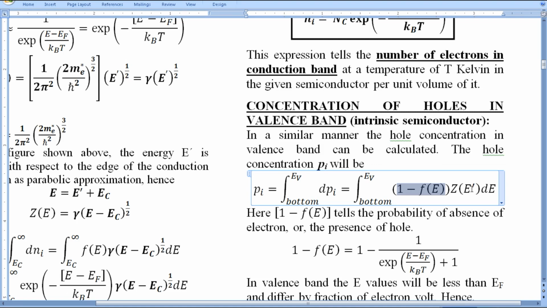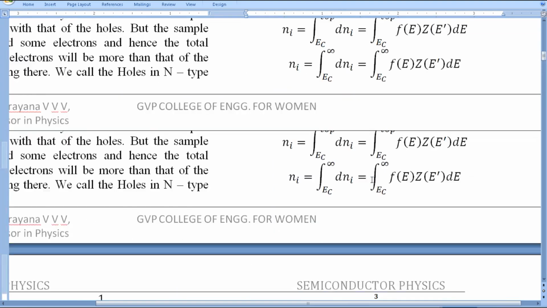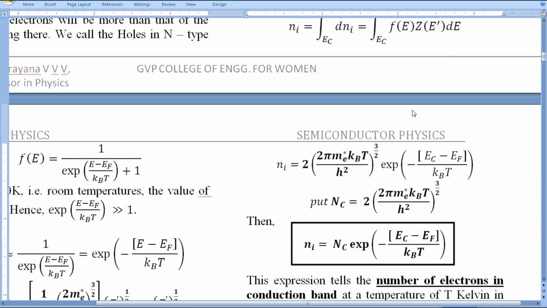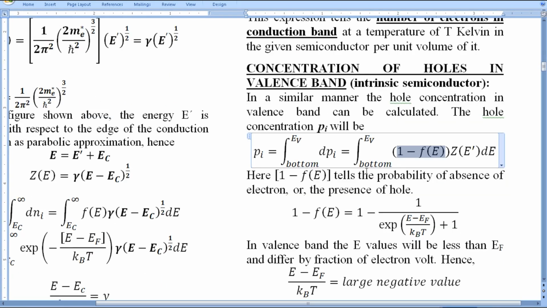So when you integrate this, the difference between the earlier case and this one is that earlier the conduction band was extending from EC to infinity, and here it is extending from the bottom, which is the 0 level, till the valence band edge EV, because you can recall this is the valence band. If you call this EV, then from EV to the lower part you may call it 0. So from 0 to EV the valence band is extending, so the integration limits are different in this case.